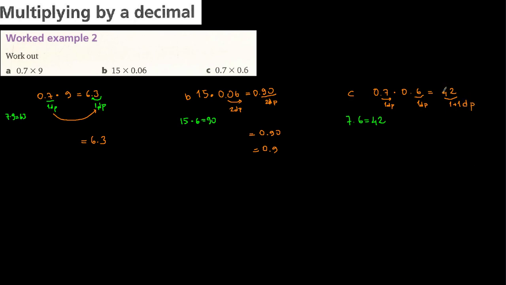So we are going to put the point from right to left. We are counting 1 decimal place, 1 decimal place. So here it's going to be 0.42. And I'm going to solve one more exercise about that, and we are going to finish the video.